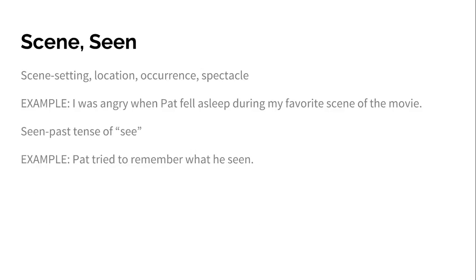Scene and seen. Scene, S-C-E-N-E, is setting, location, occurrence, or spectacle. I was angry when Pat Whitney fell asleep during my favorite scene of the movie. Seen is the past participle of the verb see. For example, Pat tried to remember what he's seen.